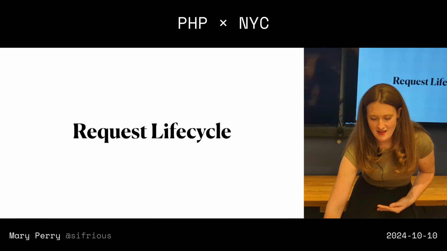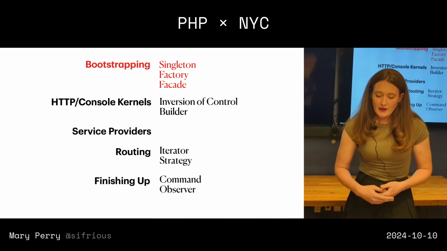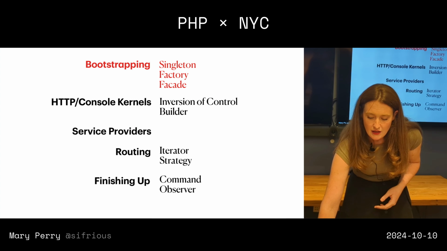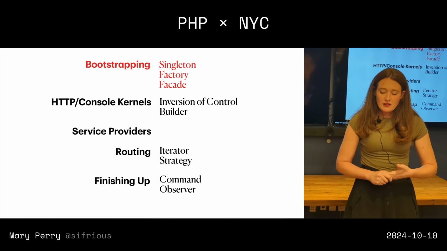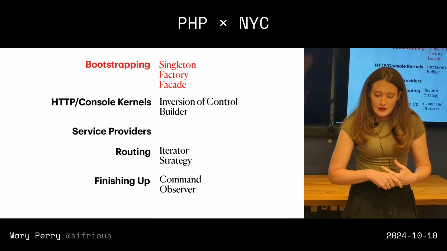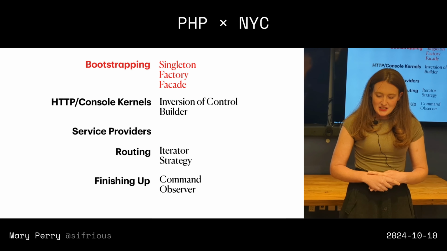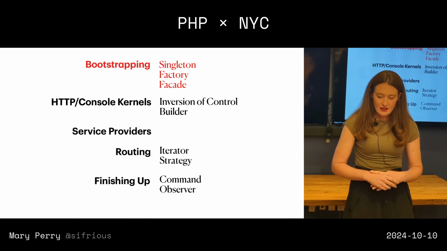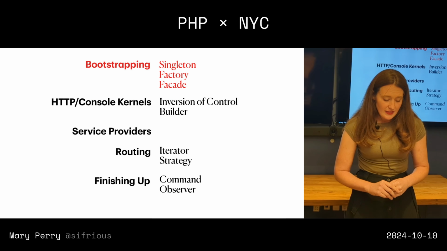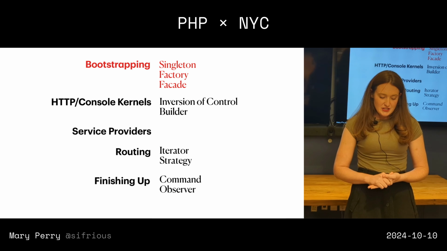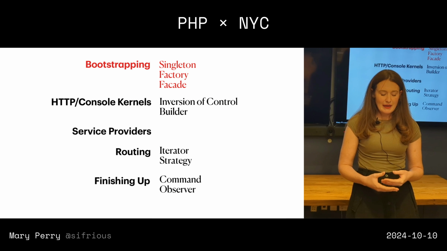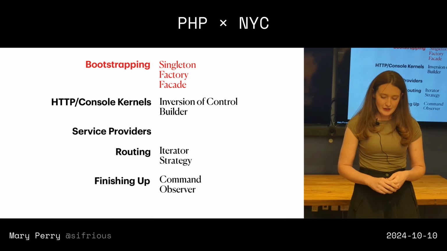1970. So here's an overview of the parts of the request cycle and some design patterns we can apply to every step. Once the service container is built, we move on to the HTTP and console kernels. So we can consider inversion of control or dependency injection. And then we'll talk about the builder pattern a little bit, which is kind of a stretch, but I really like it. Then in routing, we'll talk about the iterator and the strategy. And to finish up, we'll talk about the command pattern or the action pattern and see if I'm brave enough to try the observer.